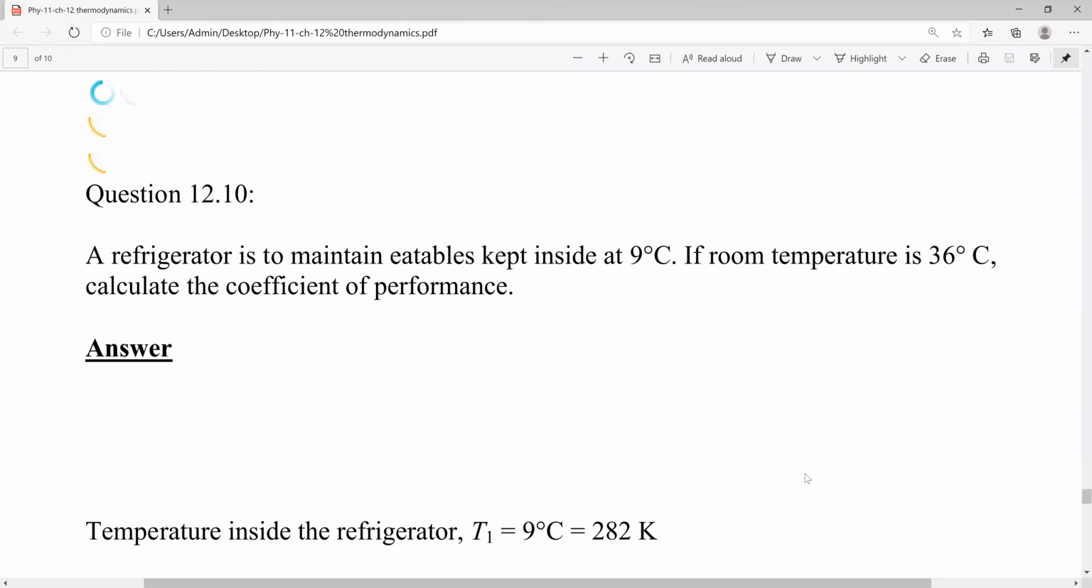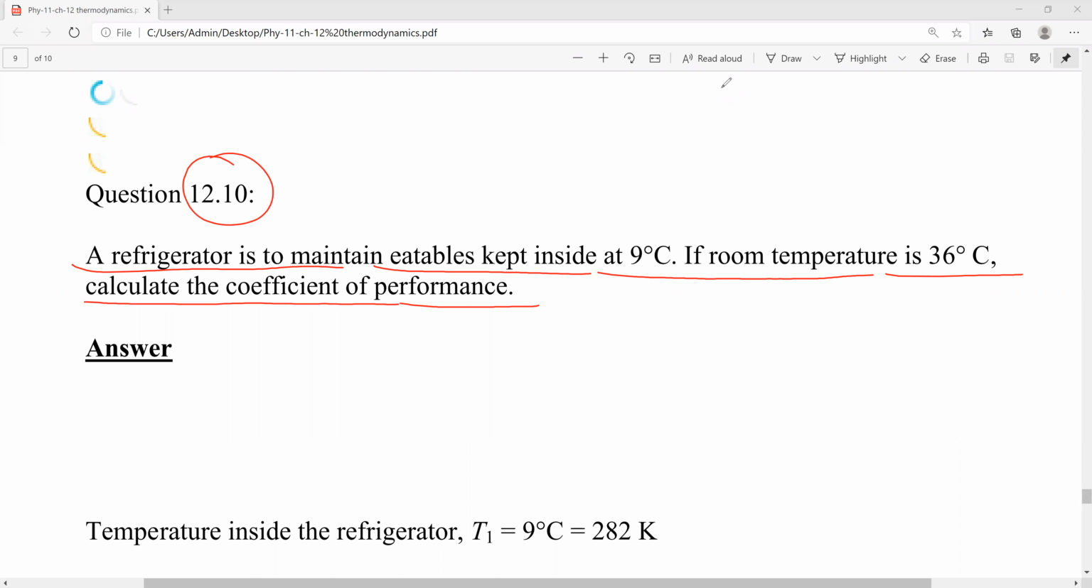Next, problem 12.10 in the question. In a refrigerator, the temperature kept inside is 9 degrees Celsius. If the room temperature is 36 degrees Celsius, calculate the coefficient of performance.